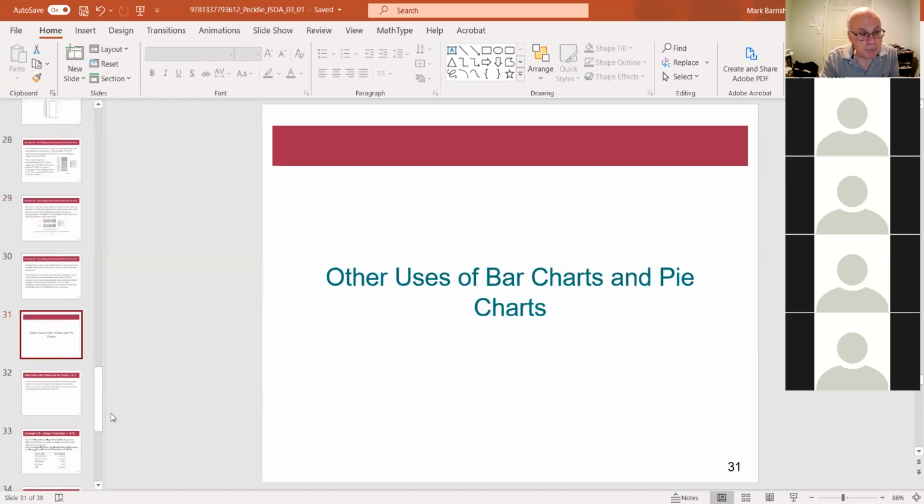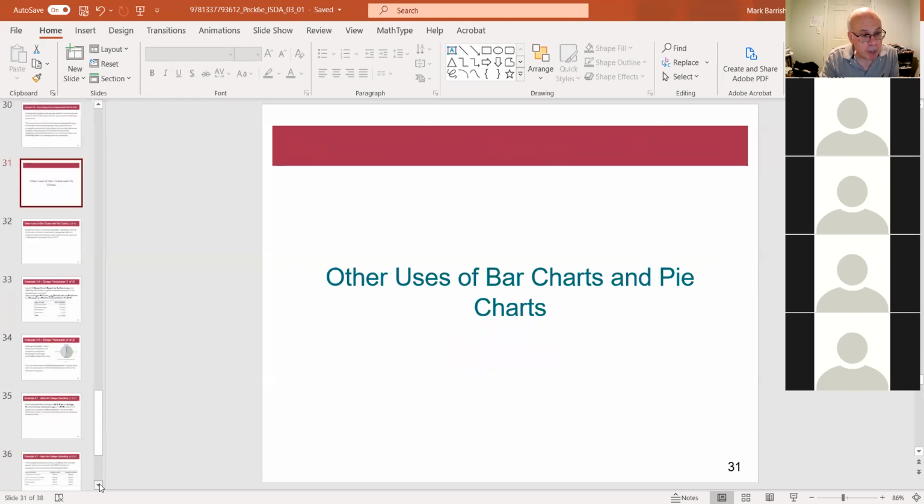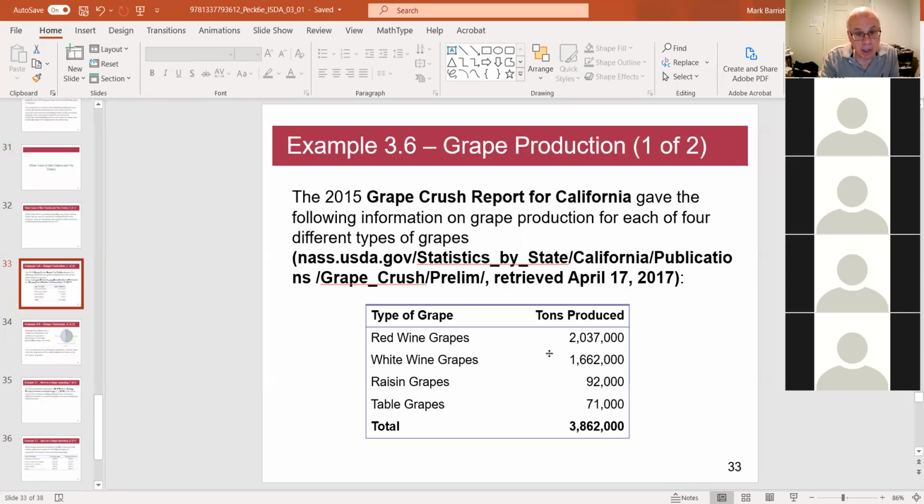And finally, one other use we're going to look at. We could have a pie chart that doesn't have frequencies anymore. Sometimes you have categories where you're not counting, you're measuring something. Now, it's still categorical because the chart is going to be displayed as categories. But now, instead of counting the number of people, in this case you are measuring the number of tons produced of what? Grapes, right? Grape production. We have 4 different types of grapes. So here are 4 different types of grapes.